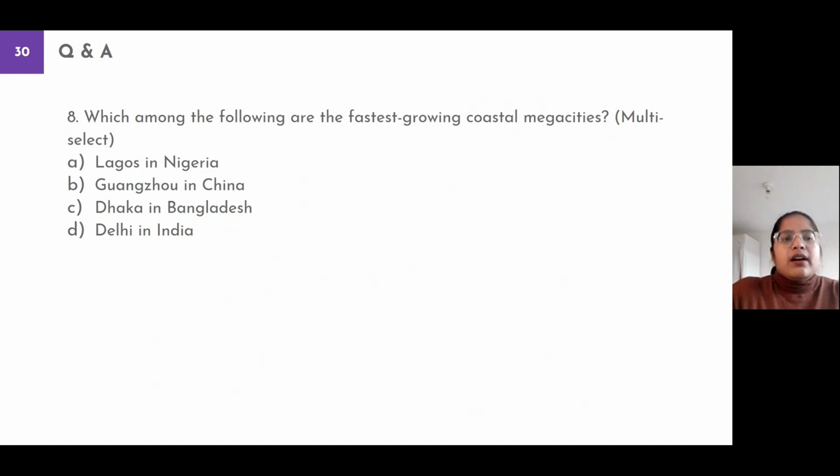Moving on, question 8: which among the following are the fastest growing coastal megacities? This is a multi-select question, so more than one option is correct. You need to identify all the correct options.